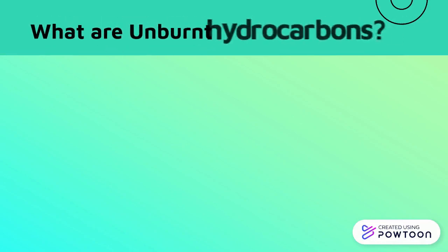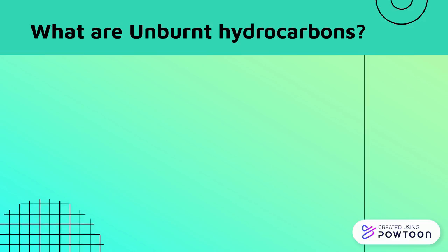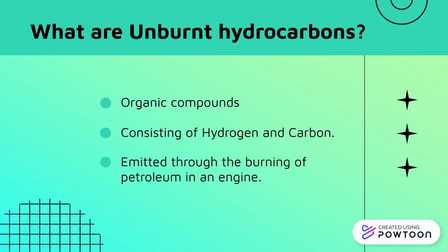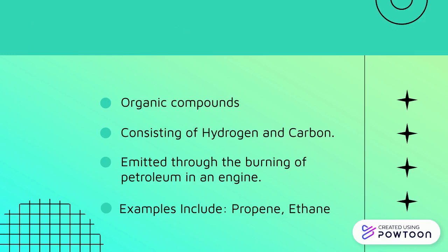But before all else, what exactly are unburnt hydrocarbons? Unburnt hydrocarbons are hydrocarbons, which are organic compounds that consist of hydrogen and carbon, which are emitted through the burning of petroleum in an engine. Examples of these include propane and ethane.